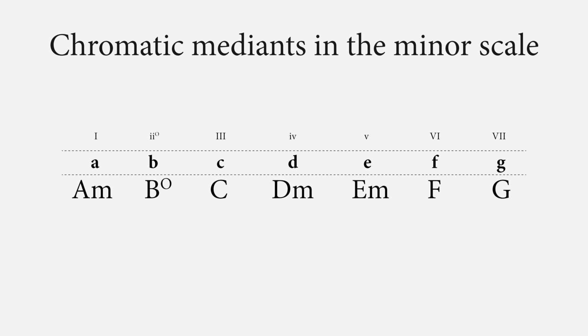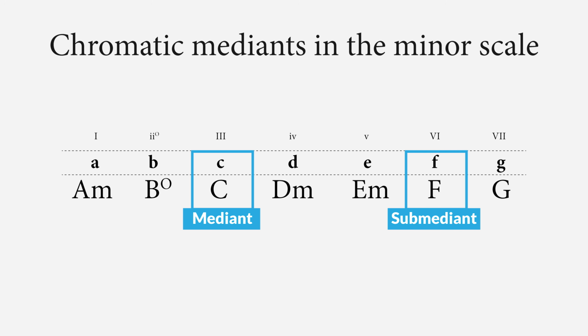Now also in the minor scale we can use chromatic mediants that sound a little different and are awesome for creating that mysterious, inspiring and dramatic mood. Now we take the relative minor scale of C major as an example, which is the A minor scale. Now in this scale we have 3 minor chords, 3 major chords and 1 diminished chord, just like in the major scale. Now the mediant is the chord on the 3rd degree, the C major chord. And the submediant is the chord on the 6th degree, the F major chord.